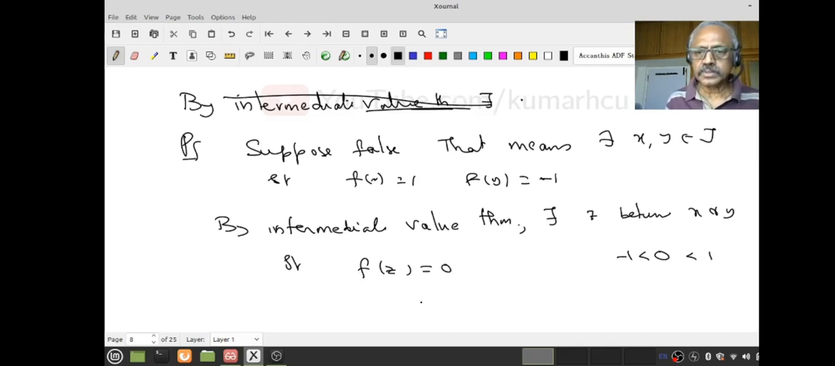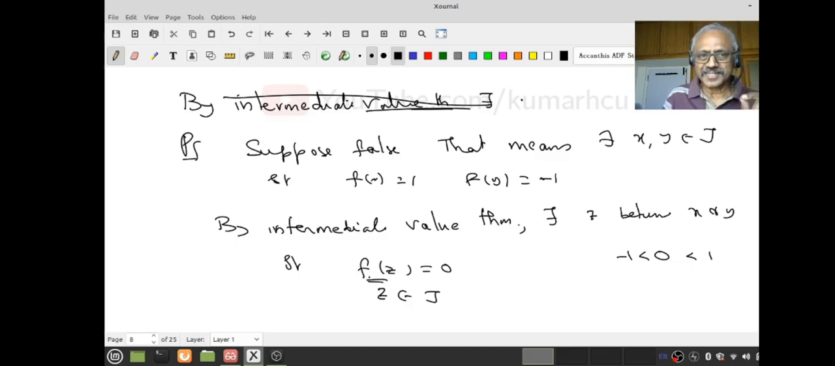Now, how do I know this? Remember, this z must lie in J. Why should it lie in J? Because J is an interval. This is the subtlety of the proof. Please understand. Since J is an interval, and x and y are given, any point z between x and y must be an element of J. Therefore, f of z is defined.